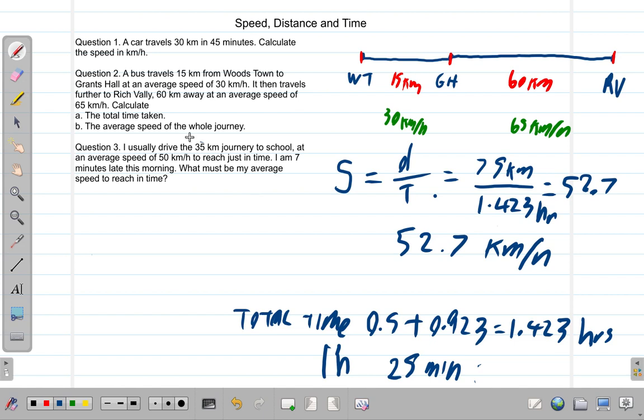Good. Now, the next thing I want you to do is to pause the video and work out question 3. It says, I usually drive a 35 kilometer journey to school at an average speed of 50 kilometers per hour to reach just in time. I am 7 minutes late this morning. What must be my average speed to reach school in time this morning? So, work that out until the next video and let me see what you did.